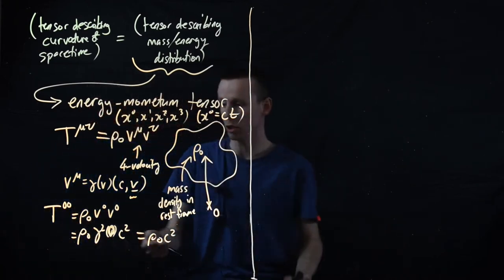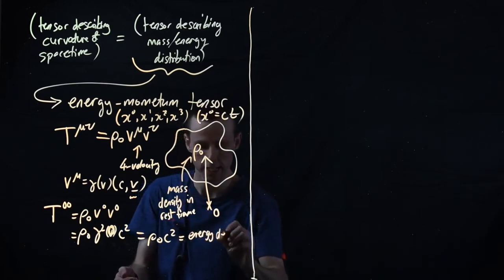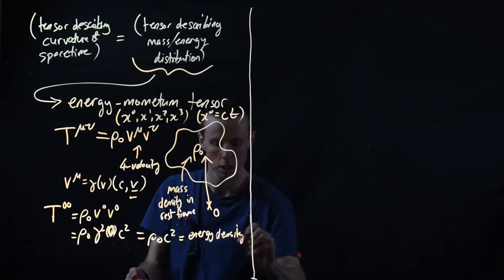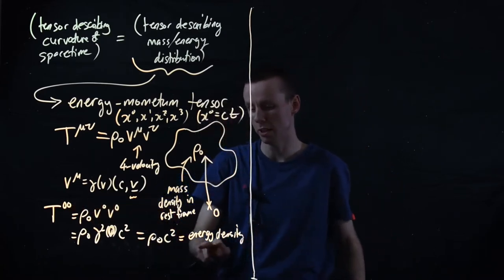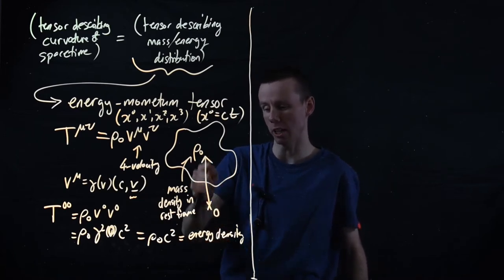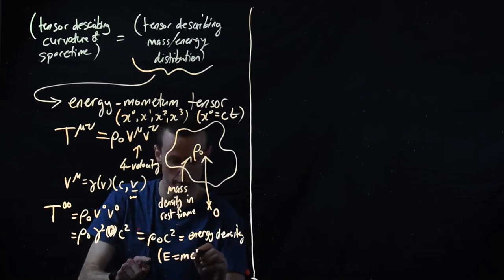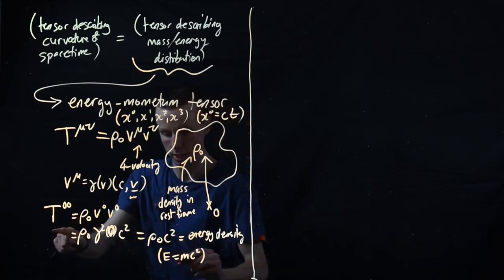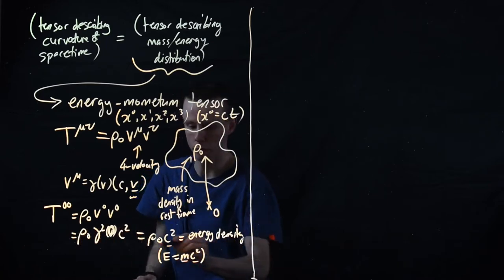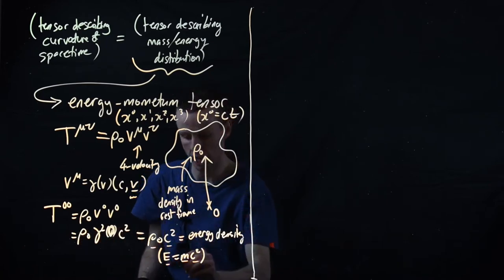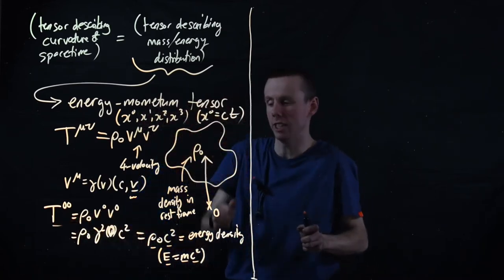c squared. So this is really just energy density. That's what this component is. So T00 describes the energy density at your point in question, because it's like E equals mc squared. This is the same thing. So you've got c squared there, and then here you've got mass density. So this is energy density. It's like how much energy is there really at this point.